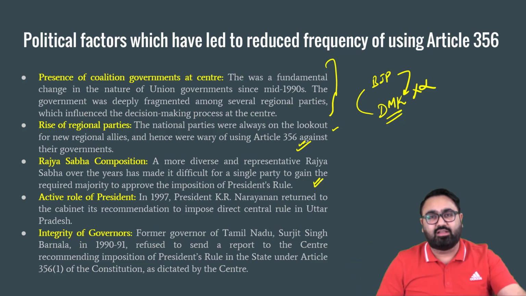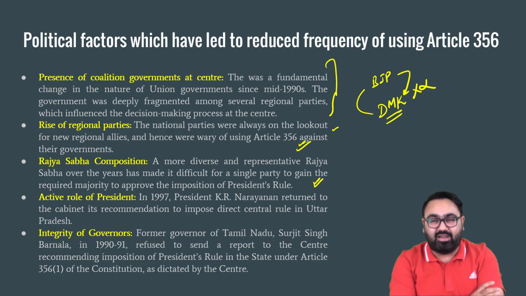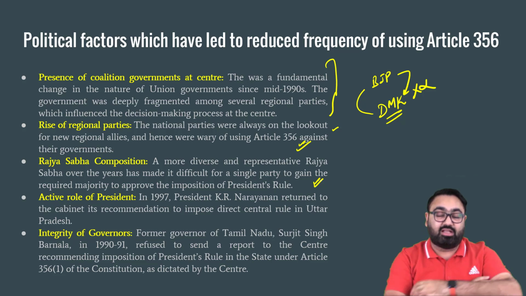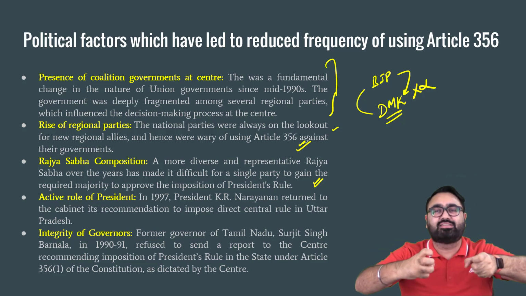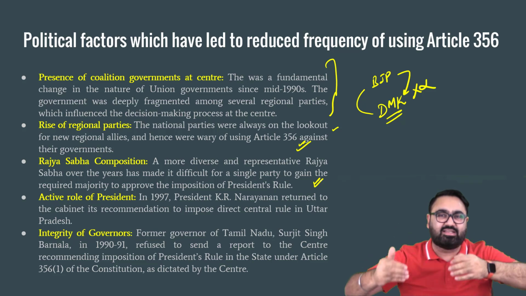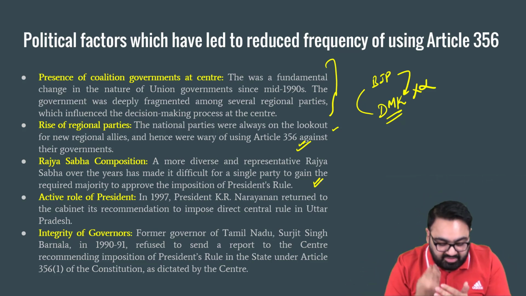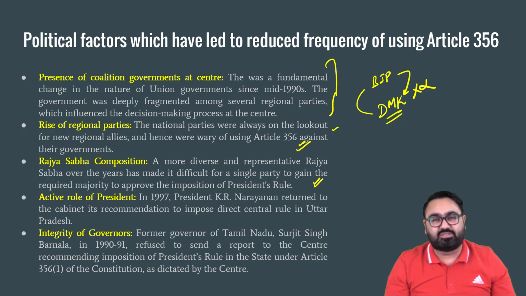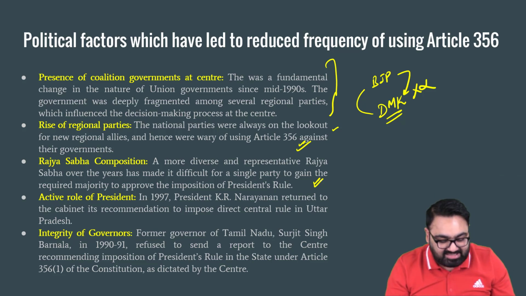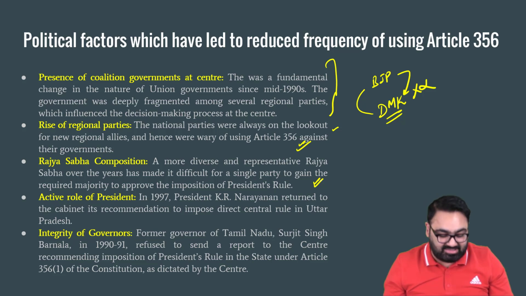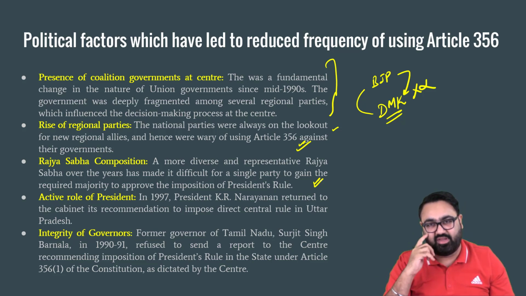The composition of Rajya Sabha is such that members come from the states, and the parties that are ruling the states will send the majority of the members to the Rajya Sabha. So Rajya Sabha is composed in such a manner that you do not see any single party getting the majority in the Rajya Sabha. That makes it difficult for the proclamation of president's rule to be passed in the Rajya Sabha, and thus it has become less and less frequent.